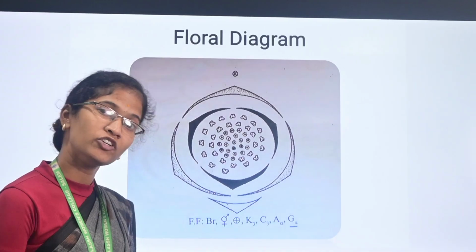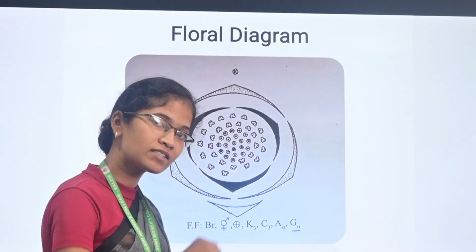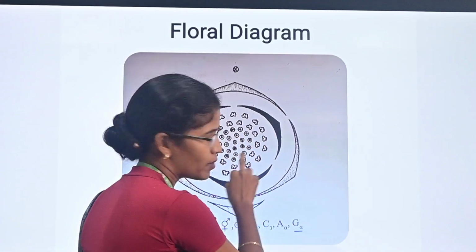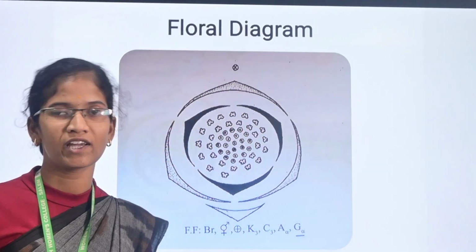Next, androecium, numerous stamens. So we are giving the alpha symbol. Next, gynoecium, numerous. So this is numerous. Ovary is superior in position.